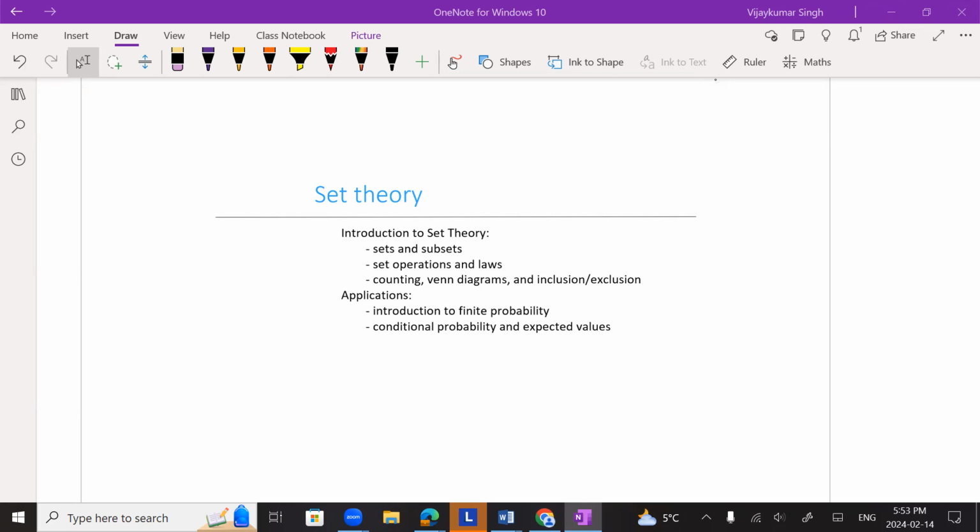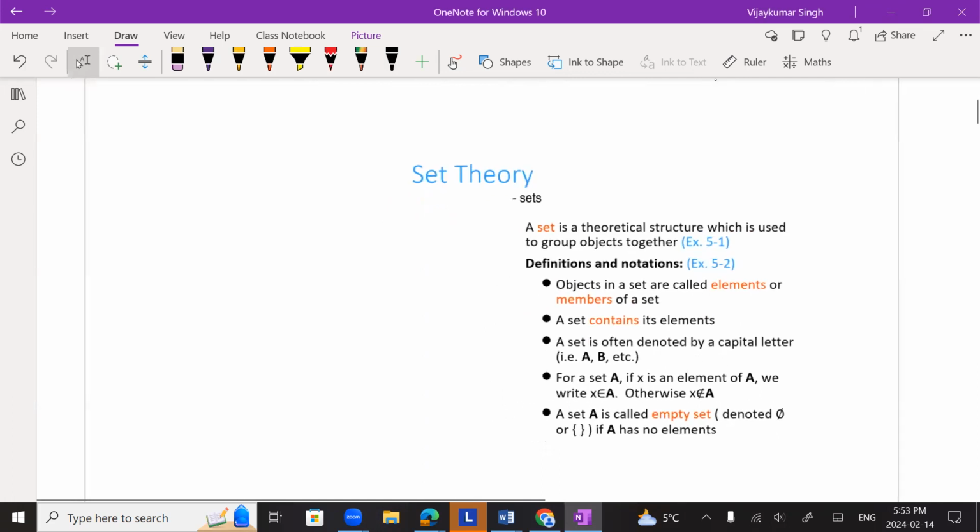Okay. So let's have a formal discussion of set. So set is a theoretical structure which is used to group objects together. Or you can say set is a well-defined collection of objects. All right. So how can set be given? Like say, for example, I can give you a set. Let's say set A is given by 1, 2, 3. This is an example of a set, right? It is a set with 3 elements, 1, 2, 3.